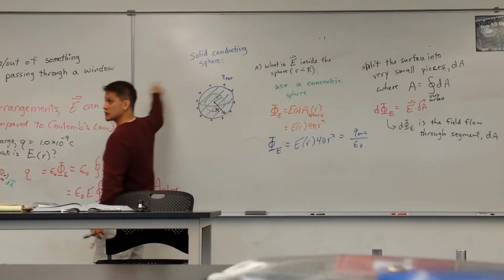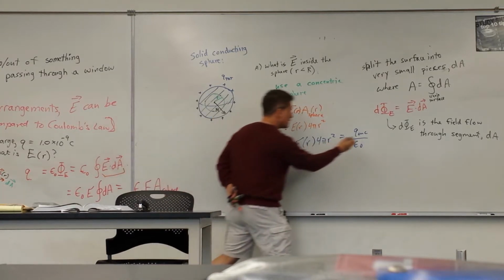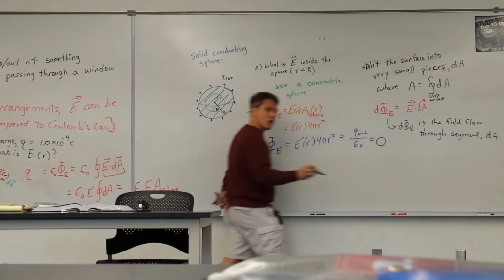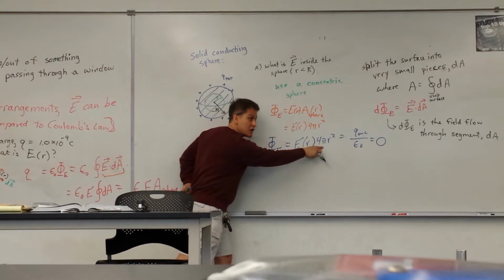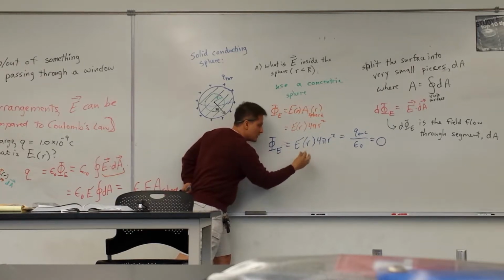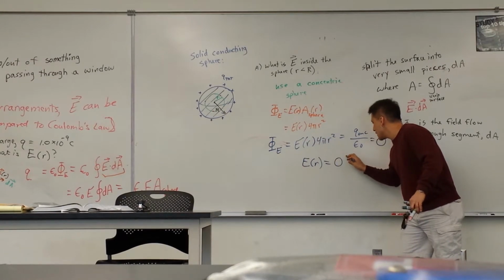All of the charge is outside. I've got no charge in the center. If I've got no charge in the center, this is 0. If my area is not 0, but the product of these two is 0, the requirement is that for any distance r that is smaller than the radius, in other words, as long as I'm inside, this quantity has to be equal to 0.